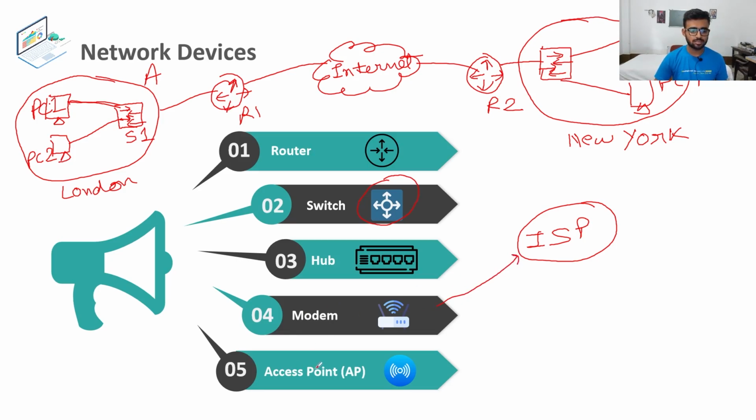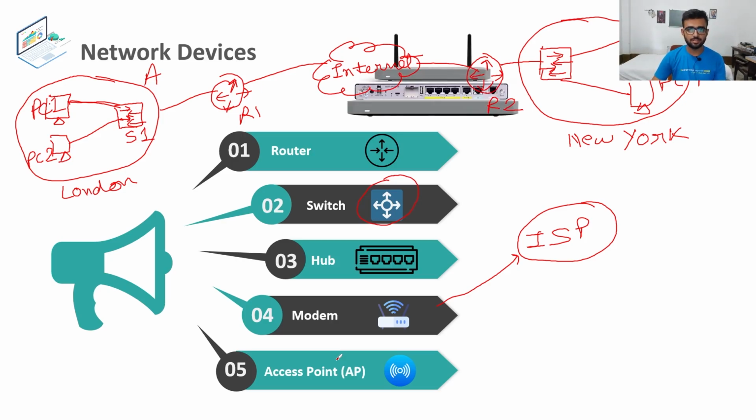Now the next thing is, what is an access point? An access point allows wireless devices to connect to a wired network. Let's suppose a device doesn't have the capability of wired connectivity, but it has the capability of wireless connectivity. So we use an access point to connect the wireless devices to the wired devices.